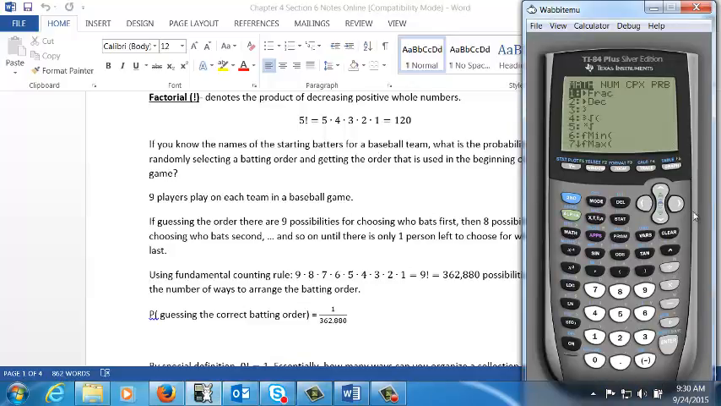Math, Probability, number 4, which is the exclamation point. So that's your factorial button. You'd want to put the 9 in first, so 9, and then Math, PRB, number 4, exclamation point. So that gives you 9 factorial, and then the calculator will actually do this calculation for you, which can then be helpful.